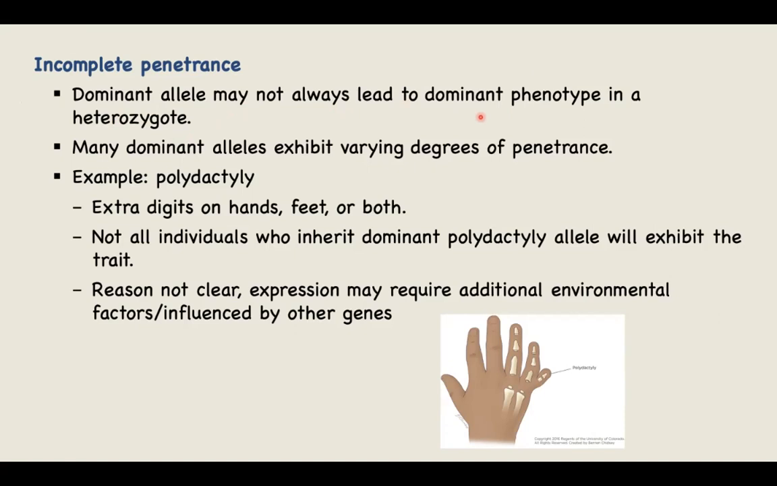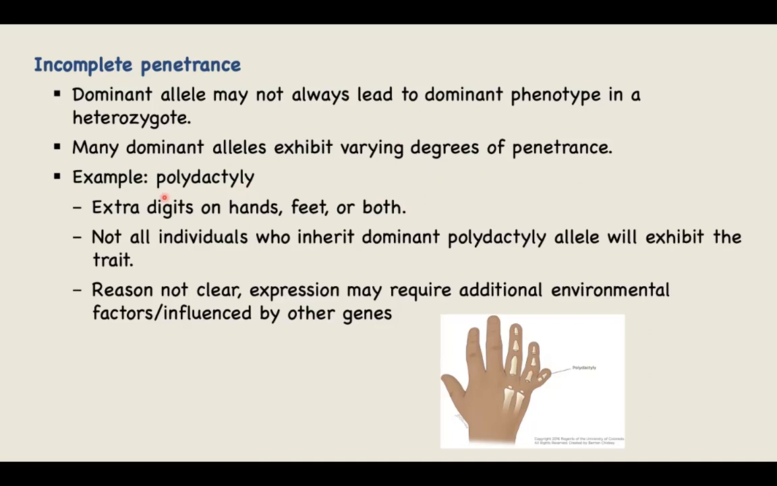Okay, heterozygous, we have one dominant and one recessive. Sometimes the dominant allele tu doesn't mask the recessive. So walaupun the heterozygous, it can still have the phenotype of a recessive. Okay. Okay, so many dominant alleles exhibit varying degrees of penetrance. Contohnya yang paling common is polydactyl.